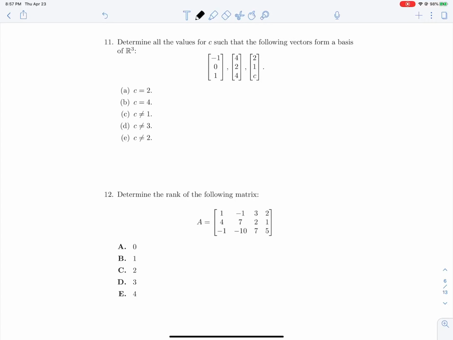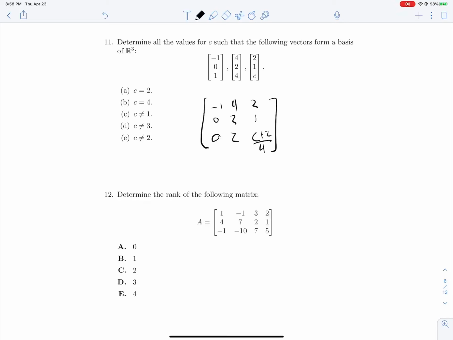Okay, 11. Determine all the values of C such that the following vectors form a basis of R3. So here's a case where when we put them together and row reduce them, we want to get 3 pivot positions. -1, 0, 1, 4, 2, 4, 2, 1, C is what we're dealing with. Let's add row 1 to row 3, 0, 8, C plus 2. And let's divide row 3 by 4. We get 2 and C plus 2 over 4.